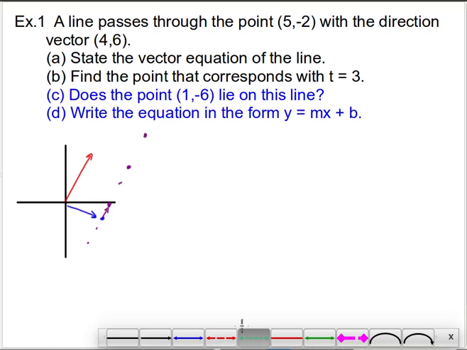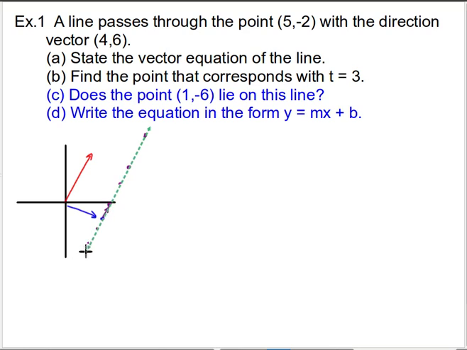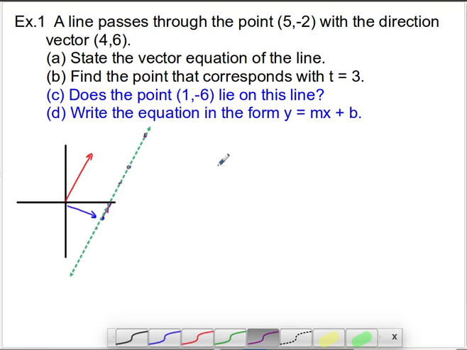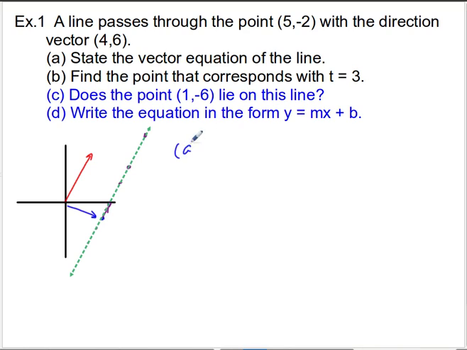And so I'm going to end up with something like that. That's going to be the straight line that I'm describing. What we've been asked to do here, though, is to state the vector equation of this line. The typical form for the vector equation is that the vector r is equal to the initial vector, or the starting point, plus a scale factor multiplied by the direction vector.